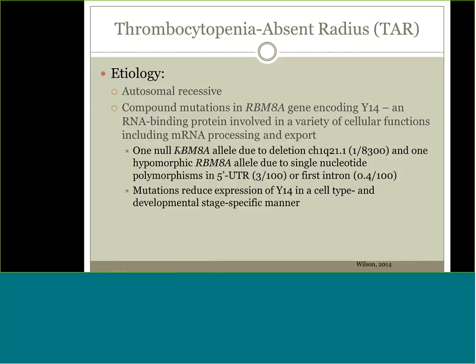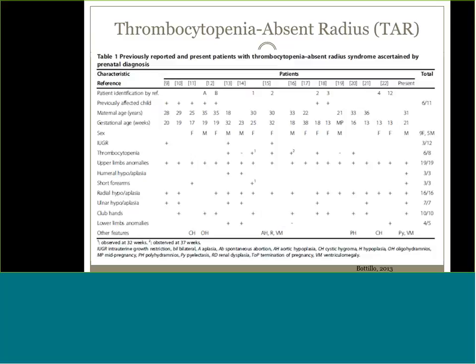It's a very interesting autosomal recessive disease that's typically due to compound mutations in the RBM8A gene. It's an RNA-binding protein involved in a variety of cellular functions. Usually you get one large microdeletion, chromosome 1q21.1, and then that gets combined with a hypomorphic allele, either due to a single nucleotide polymorphism in the 5' untranslated region or in the first intron. And what you get is very diminished expression of this Y14 in a cell type and developmental stage specific manner, which is why it has such a variety of characteristic manifestations.